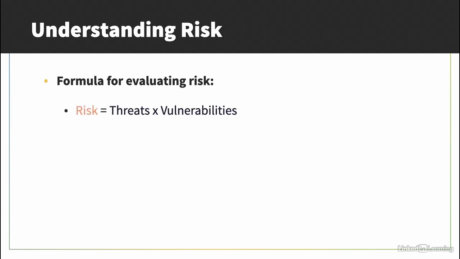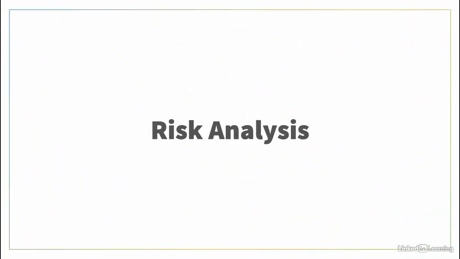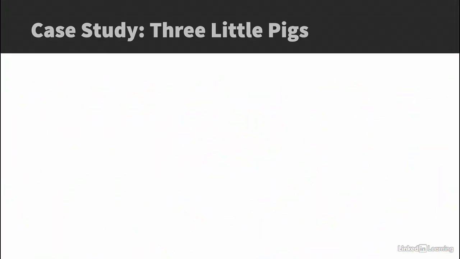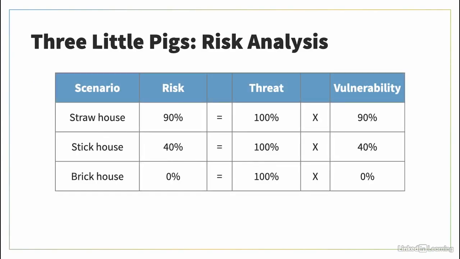Risk equals threats times vulnerabilities. So that we can see how the three work together, let's use a case study using the three little pigs. In this case study, the threat is the wolf, that in each case is 100% sure that he's going to huff and puff and blow the house down.